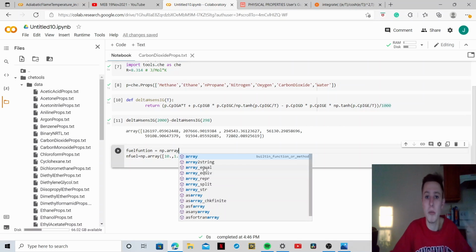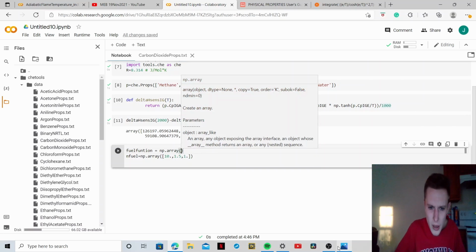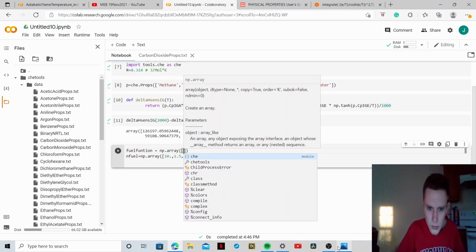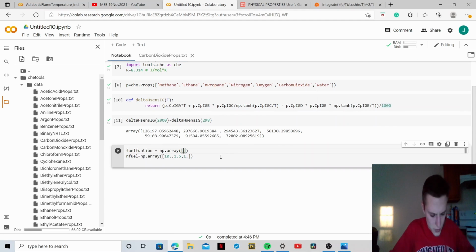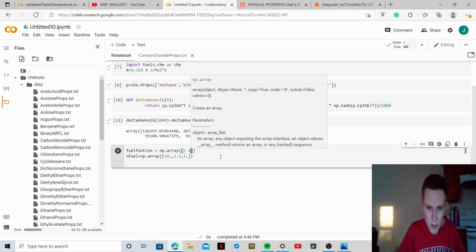So the number of carbons and number of hydrogens in our methane, ethane, and propane that we're using here. So we will go ahead and do that. What was it? For this particular one, there was 1 carbon and 4 hydrogens. So let's do 1, 4.